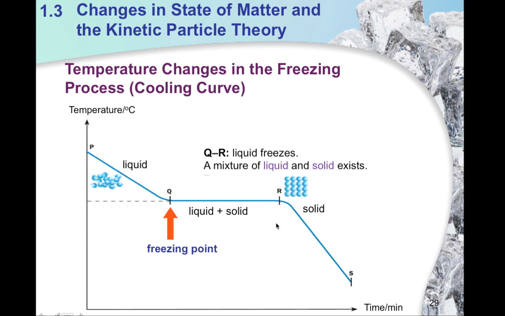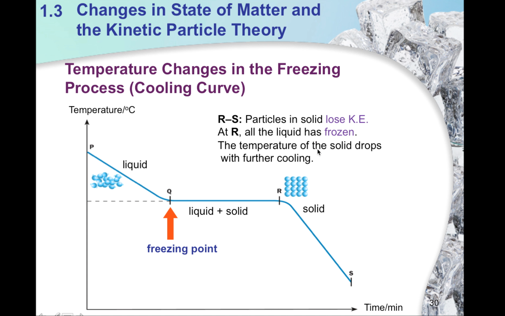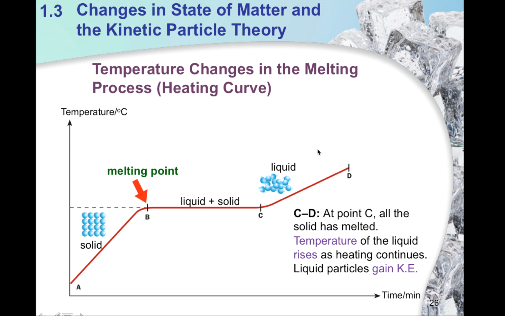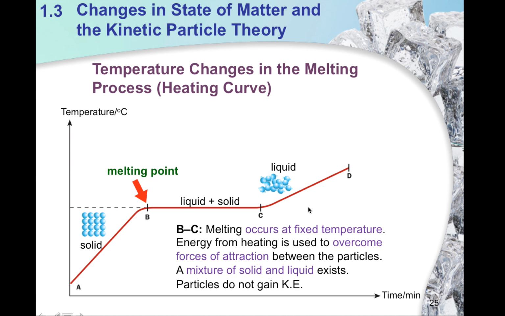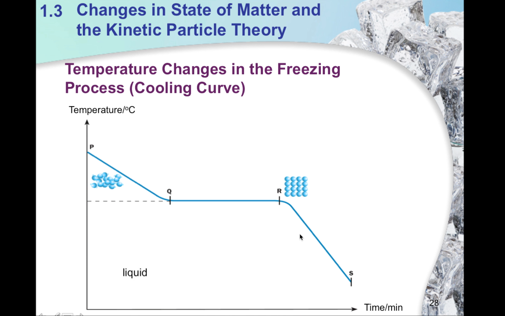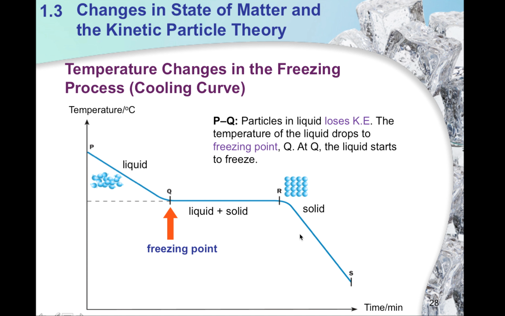Last but not least, a mixture of liquid and solid exists and the temperature remains constant. Now why is it so? It's the same explanation as in the previous slide, but rather than heating, the energy is not used to overcome the forces of attraction. Instead, it is being lost. And so you have a constant temperature here, as the bonds are forming.